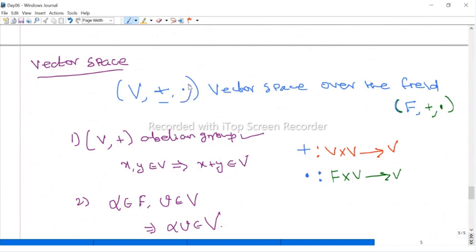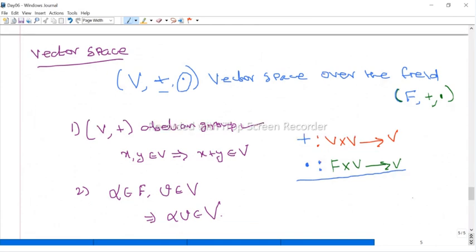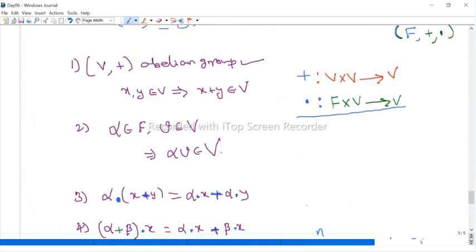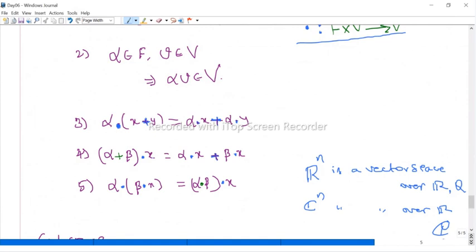But we cannot define the other operation on V as a binary operation, because the operation here is a function from V cross F to V. It's not a binary operation. Binary operation means it should be on the same set, V cross V. But here it is F cross V. Therefore, it's not a binary operation, and we call it a scalar multiplication. Now with respect to this scalar multiplication dot and with respect to addition, we satisfy some properties. There is a relation between addition of scalars, addition of vectors, and the scalar multiplication, and addition of scalars with the scalar multiplication.